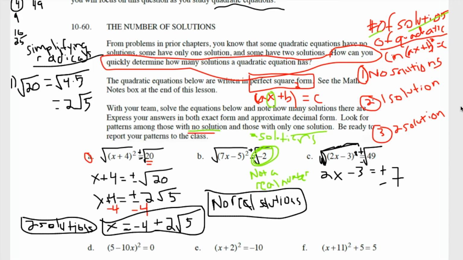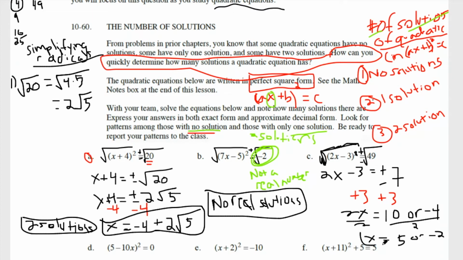How many solutions are we going to get? Why are we going to have that many solutions? Oh, let's figure it out. So what we need to do is add 3 to both sides. And we get 2x equaling positive 7 plus 3, which is 10, and negative 7 plus 3, which is negative 4. Divide both sides by 2. And we get x equals 5 or negative 2.